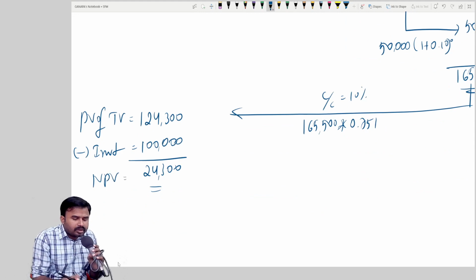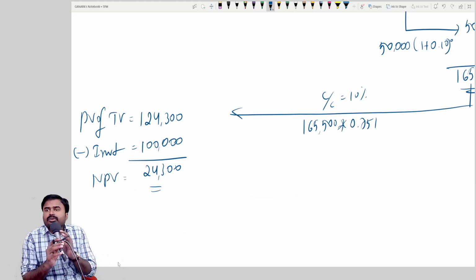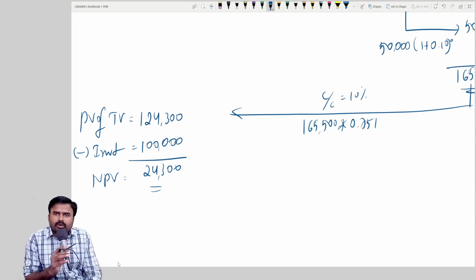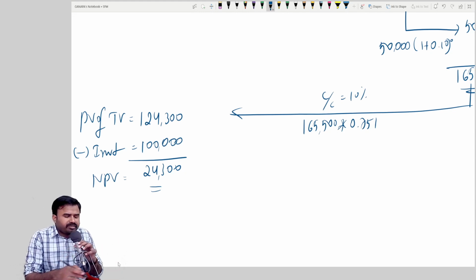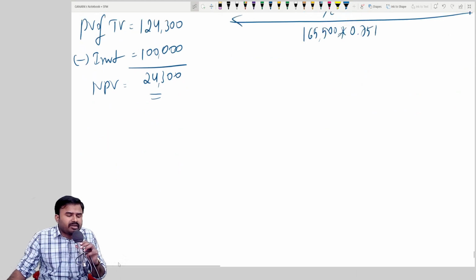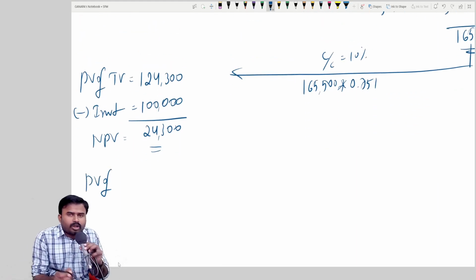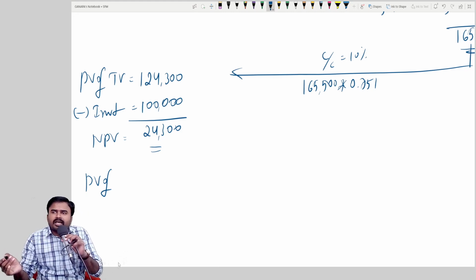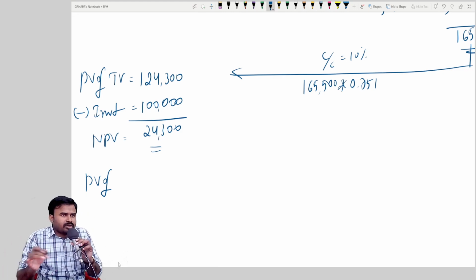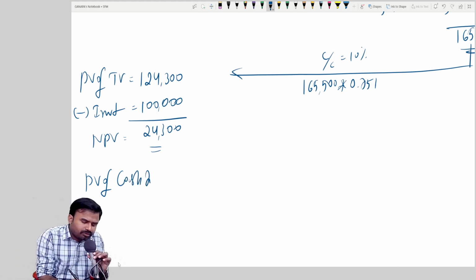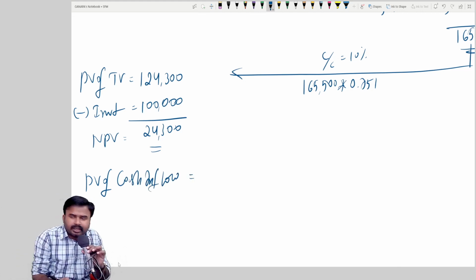First convert all the year's inflows into terminal year by using cost of capital as a reinvestment rate, and such terminal value should be discounted at cost of capital again. From that deduct investment, you will get NPV. Instead of this process, I'll follow straight away the direct discounting concept. That means I don't convert all the year's inflows into terminal year and I don't discount the terminal value again at cost of capital. Straight away I'll discount the cash flows at cost of capital. Present value of cash inflows. The regular process I'm telling you, okay?